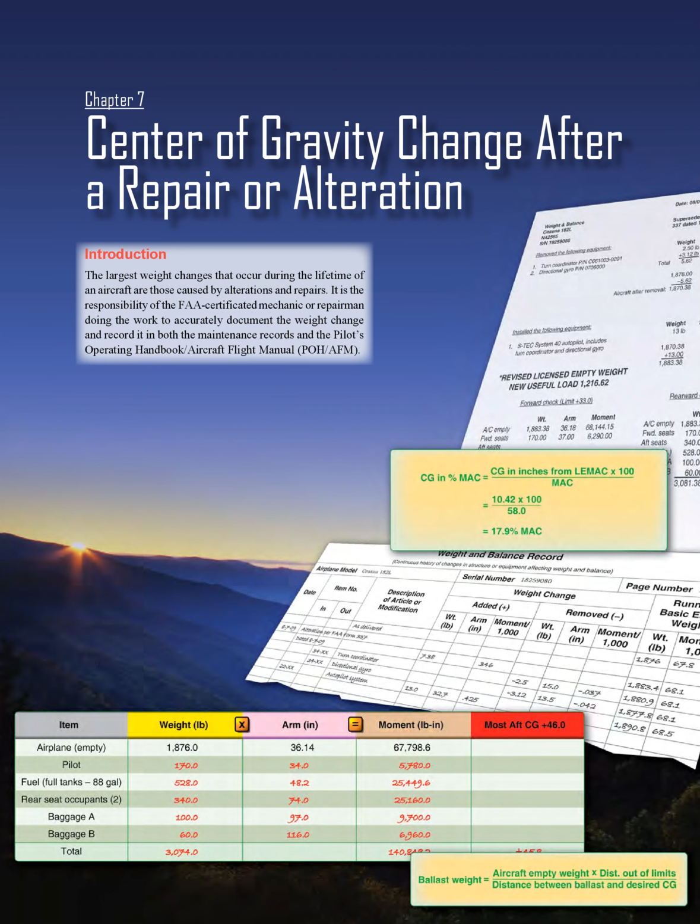Chapter 7: Center of Gravity Change after a Repair or Alteration. Introduction. The largest weight changes that occur during the lifetime of an aircraft are those caused by alterations and repairs. It is the responsibility of the FAA certificated mechanic or repairman doing the work to accurately document the weight change and record it in both the maintenance records and the pilot's operating handbook/aircraft flight manual, POH/AFM.